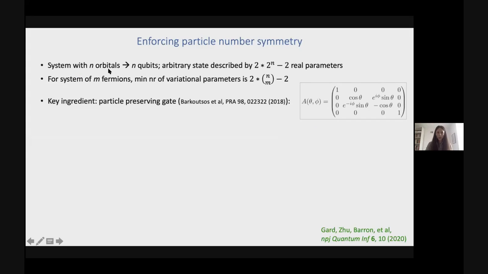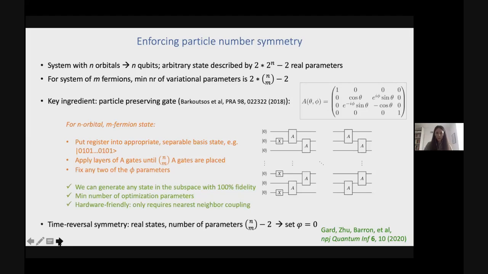So if you have n orbitals, that translates to n qubits. An arbitrary state requires 2 times 2 to the n minus 2 real parameters. But for a system of m fermions, so we're fixing the particle number here, the number of variational parameters you need is much smaller, is 2 times n choose m minus 2. So a key ingredient in this approach is this gate, which I'm writing here in the 0, 1, 1, 0 basis. So in the middle block here, there is mixing because this preserves the number of excitations.